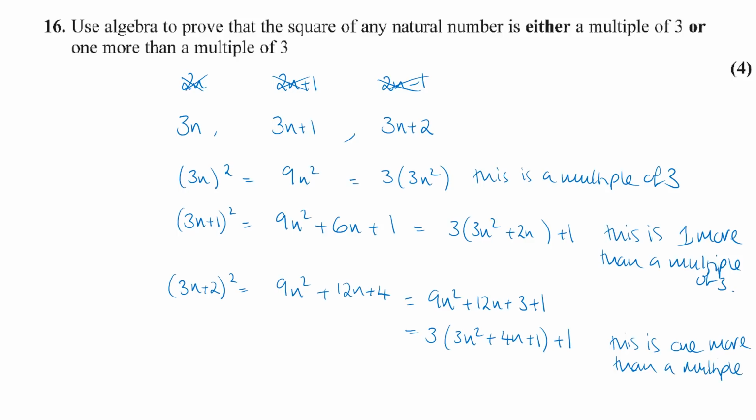So we have shown that all the numbers by exhaustion, because any number can be written either as 3n, 3n plus 1, or 3n plus 2. So because we've shown for all cases they are either a multiple of 3 or 1 more, we have shown that every number is either a multiple of 3 or 1 more than a multiple of 3.